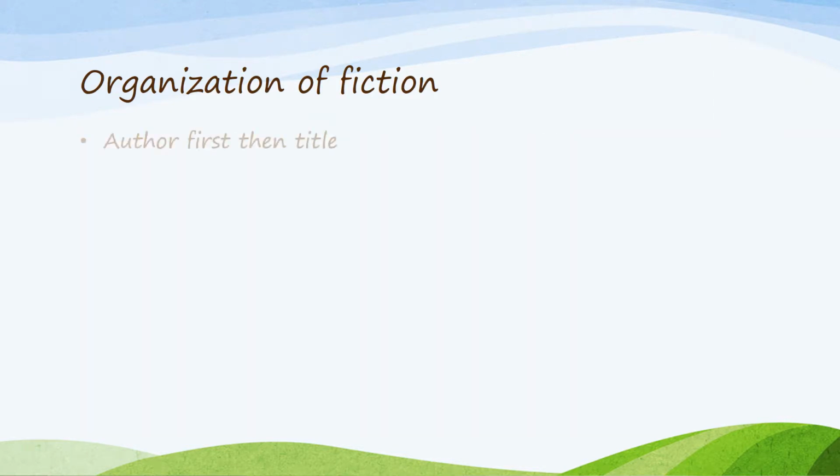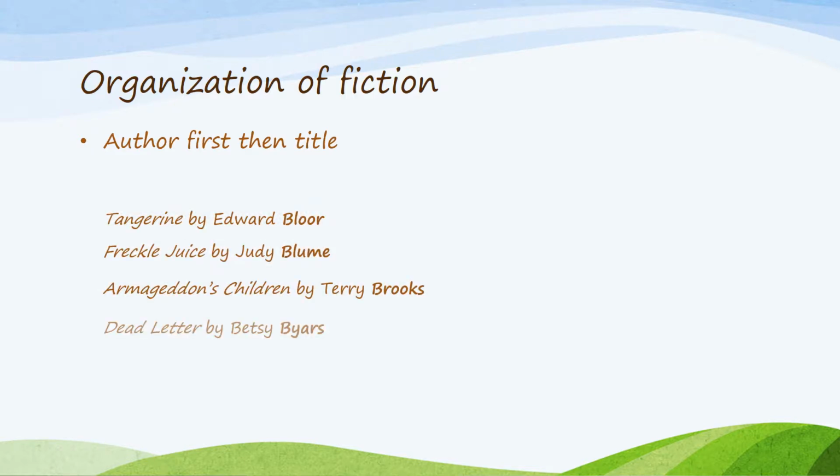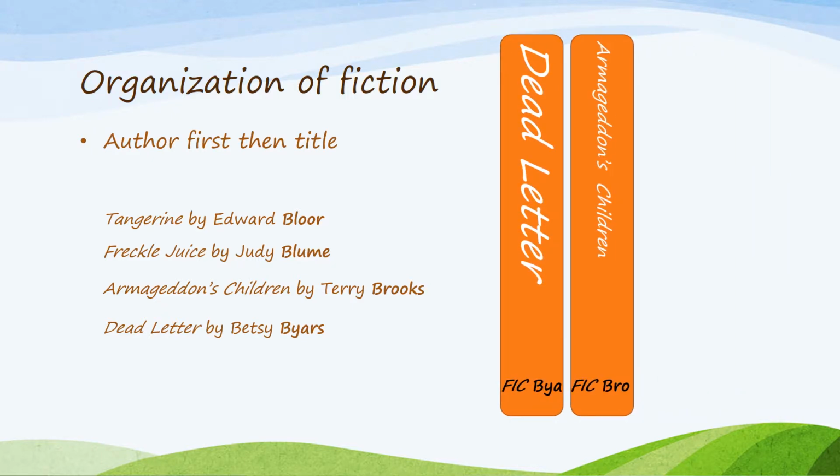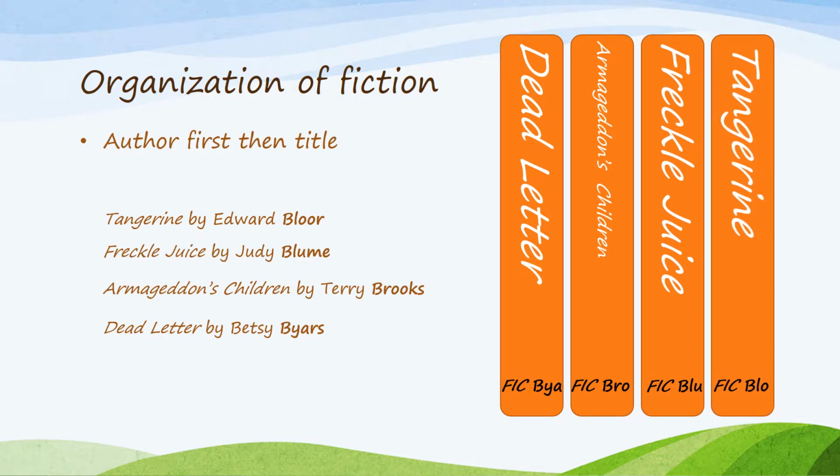So how is fiction organized? It goes by author first, then title. Let's call up these 4 books once again, and as you can see, we have highlighted the last name. This is how we're going to file them alphabetically. In addition to that, this is what they look like on the spine of a book.